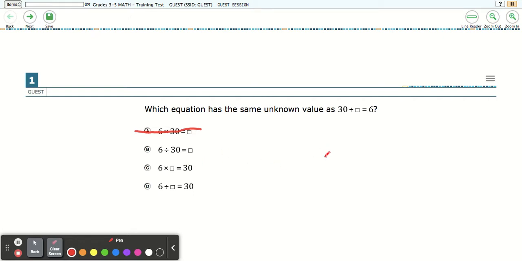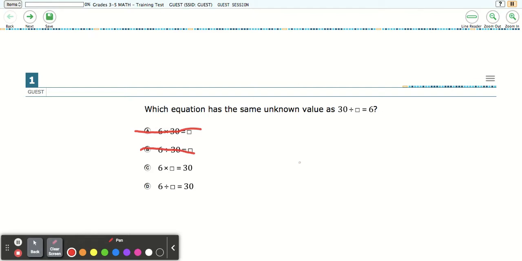6 divided by 30. Now, whether you're a third grader or a fourth grader, have we done a single digit number divided by a two-digit number at all this year? And if you're thinking, no way, then chances are that's not correct either. If we take 6 and divide it into 30, you're going to get some really weird answers. That's not a possible choice either. Now we have 2 left.